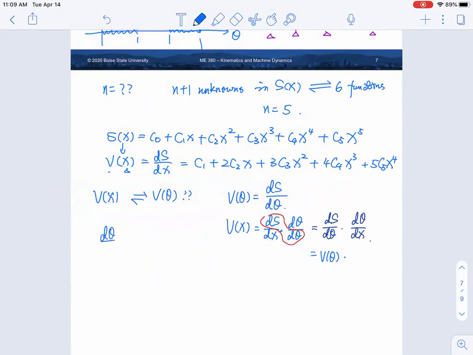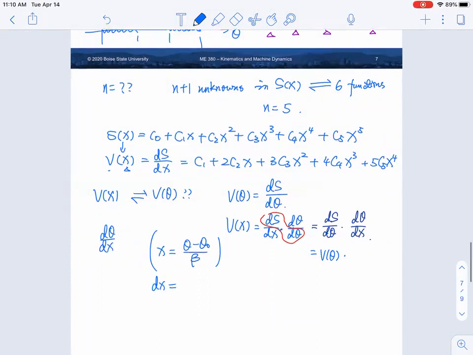What is your d theta dx? Remember, your x equals theta minus theta naught over beta. You can take the derivative on both sides. Your x becomes dx. Your beta and theta naught are constants, so you don't have to do anything. The only thing varying is the theta. So you have d theta times 1 over beta. From here, you can see that this equals beta. So that's for CEP design.